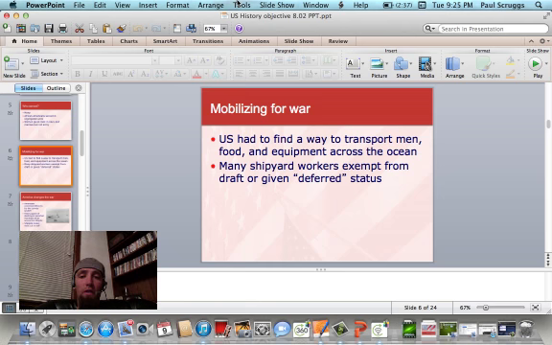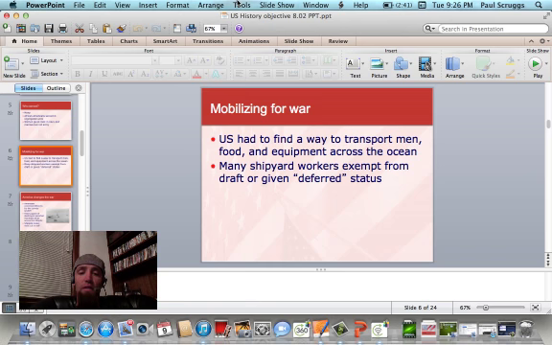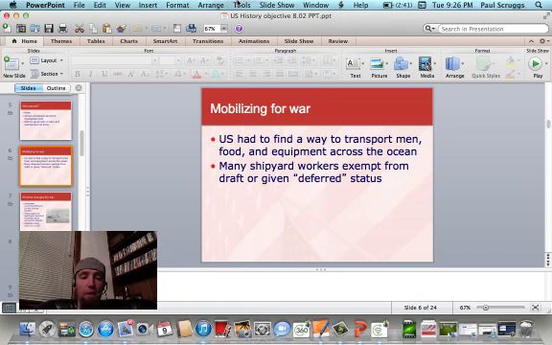But the first thing we had to figure out how to do when we started to mobilize for war was how you are going to get all the men, food, and equipment we needed across the 3,000 miles of the Atlantic Ocean, especially when you've got German submarines, or what they call wolf packs, not the school in Raleigh, but the groups of submarines preying on merchant vessels. And a lot of people that were considered very important to this effort, like shipyard workers, were given what was called draft exempt status or deferred status, so they would not be drafted right away.